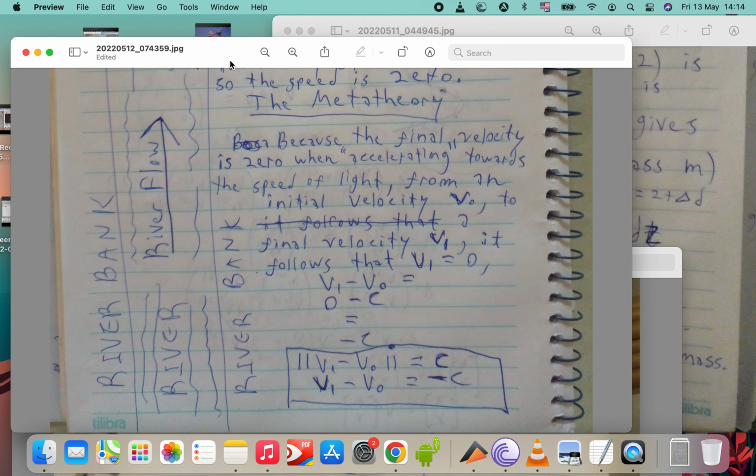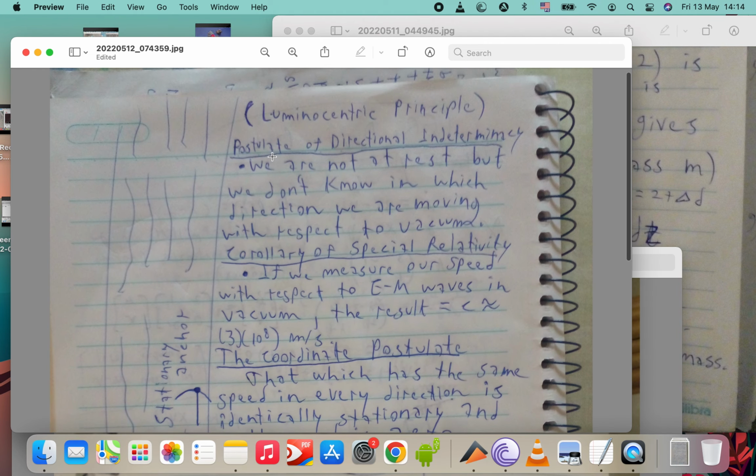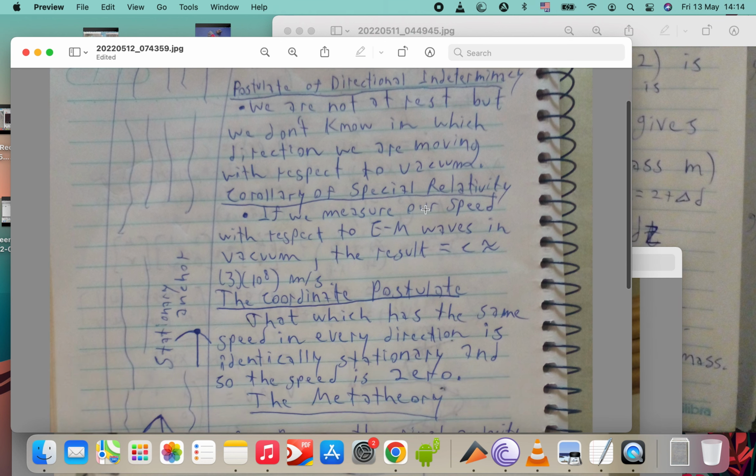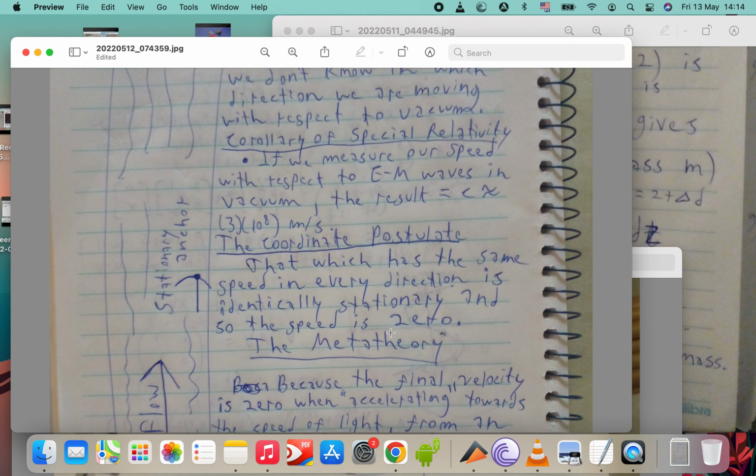But the luminocentric principle to me is very clear, because this corollary of special relativity says that if we measure our speed with respect to electromagnetic waves in vacuum, the result equals c, no matter what direction they're moving. And even if the two waves are moving completely apart from each other, we would expect 2c, but instead we measure c.